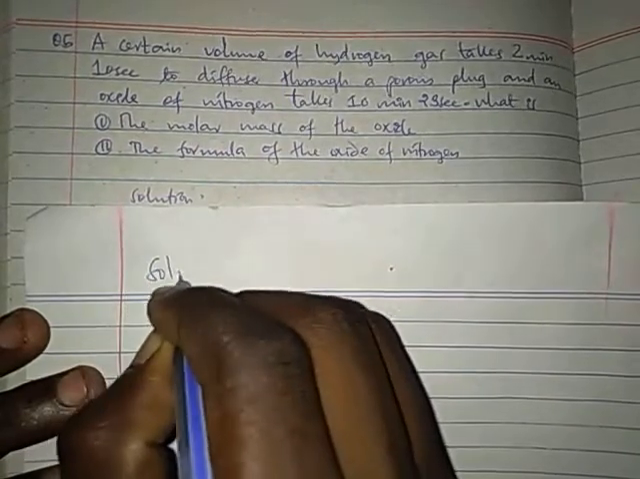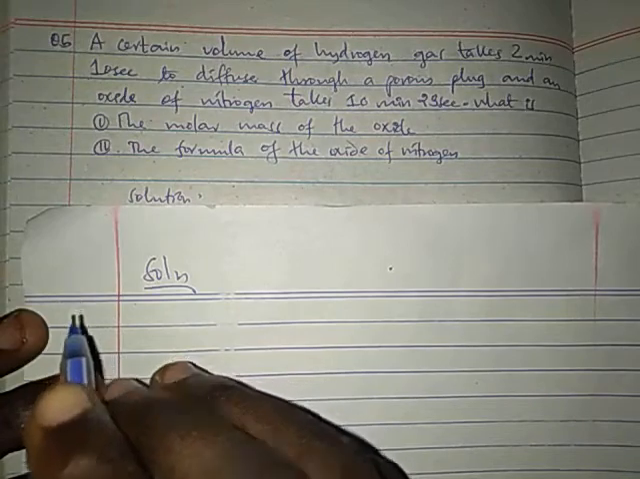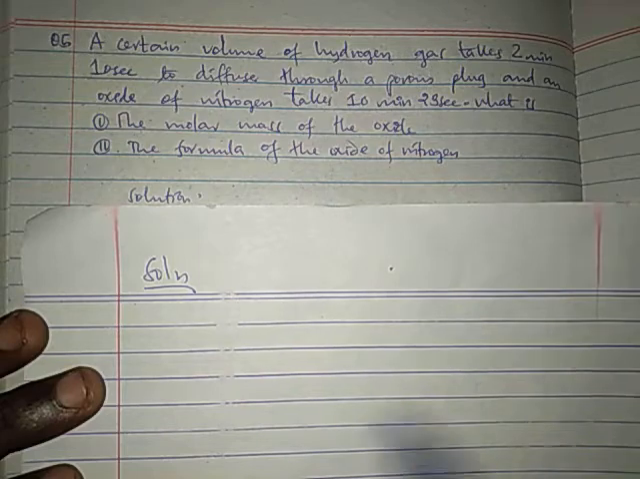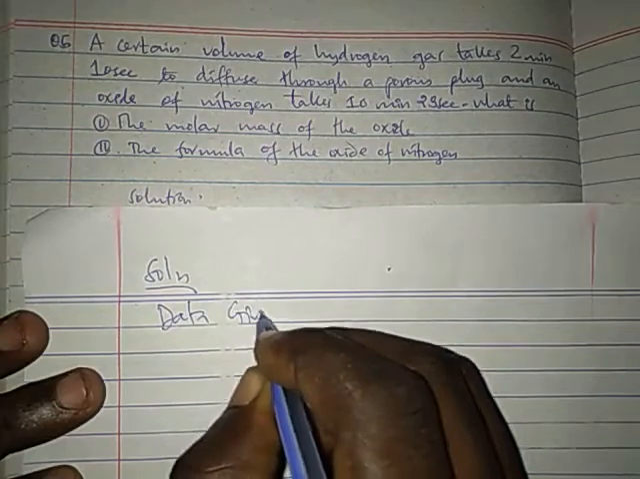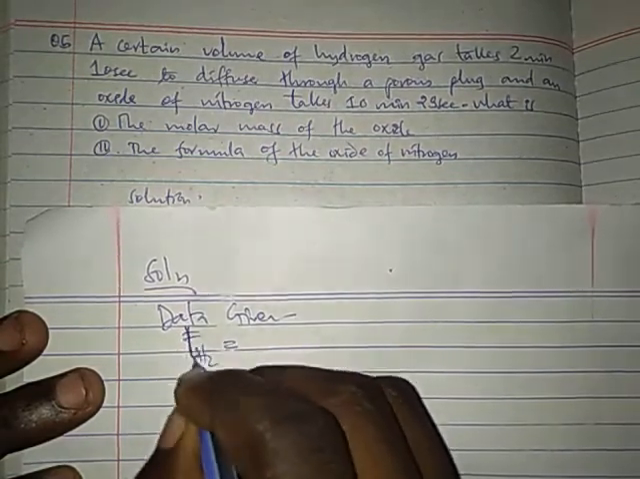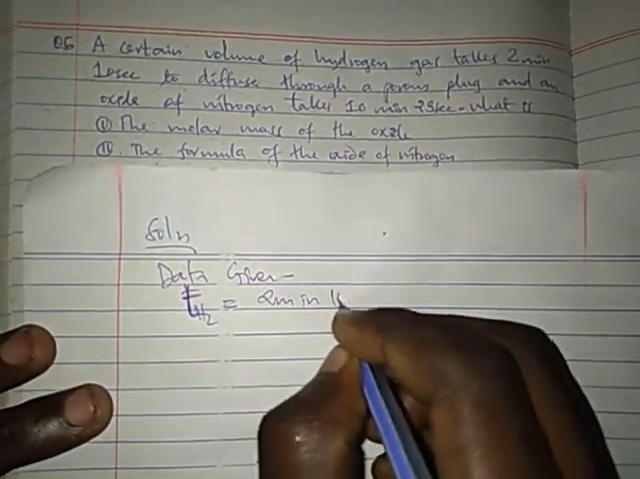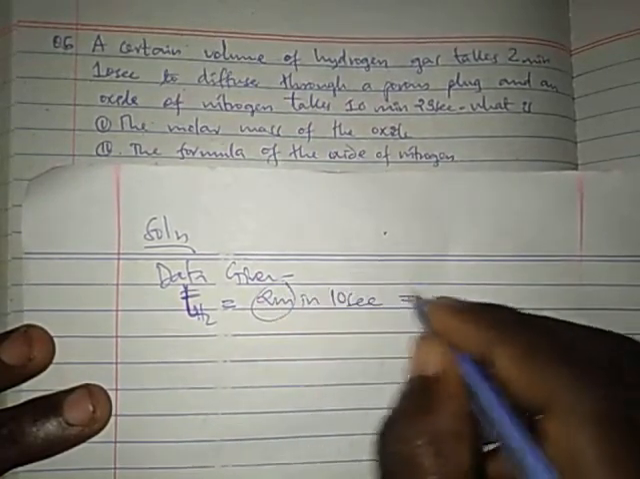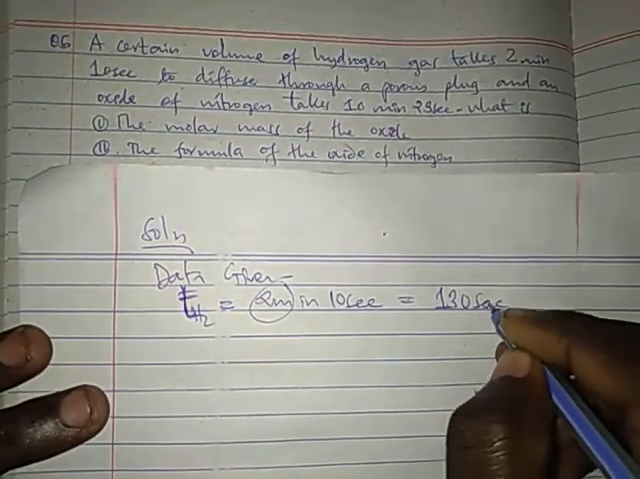So now swali letu tunasemaje? A certain volume of hydrogen gas takes 2 minutes and 10 seconds to diffuse through a porous plug. Kwa hiyo hapo tunasema data given. Tumepewa time for hydrogen gas ni ngapi? Tuweke t ndogo. T for hydrogen gas ni 2 minutes and 10 seconds. Ambayo 2 minutes ni ngapi? Ni sekunde 120. Ukijumlisha na hii ni 130 seconds.